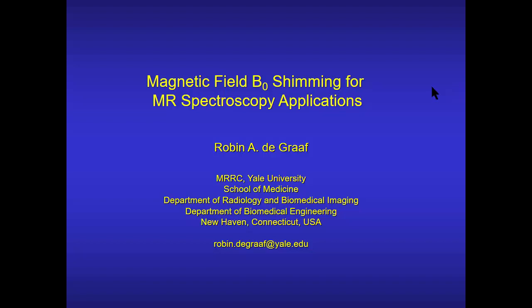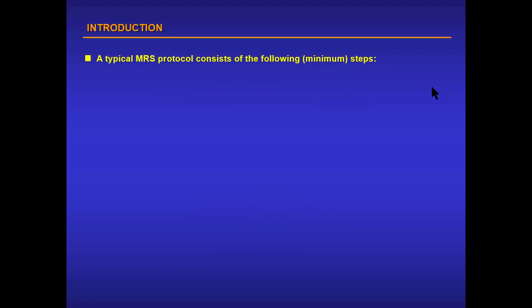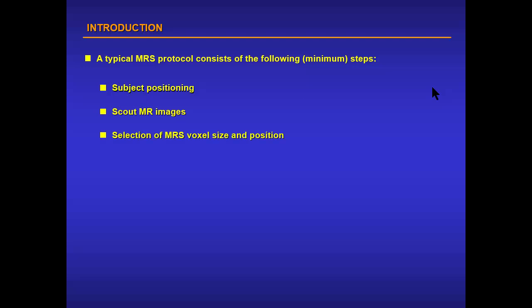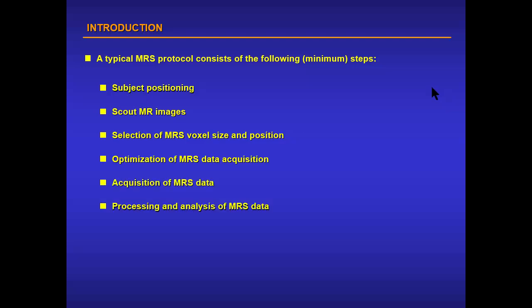I'd like to tell you a little bit about shimming. A typical MRI protocol consists of a few steps. You place a subject in, you make some scout images, then you typically place your volume, your size and position. Then you do some optimization of the acquisition. Then you acquire the data and then you can process the data. Now, I think all of these areas are going to be covered during these few days.